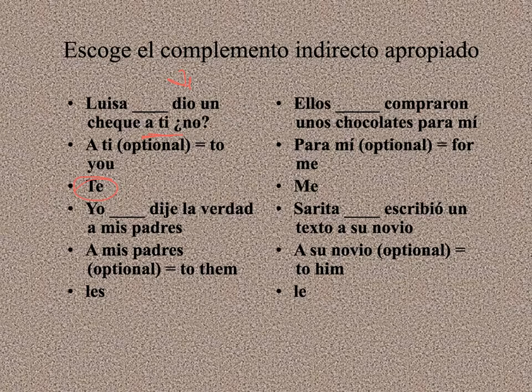Okay? Yo blank dije la verdad a mis padres. To my parents. To them. It's the same thing as saying to them. To them is les. I fill in les. They bought some chocolates for me. Oh, for me. There's one way to say for me, and that's with me, so that's what I'm going to fill in there. And lastly, Sarita wrote a text to her boyfriend. To her boyfriend. That's optional, but what I really mean is to him. To him is le. So I'm going to fill in le. That's how this should work.